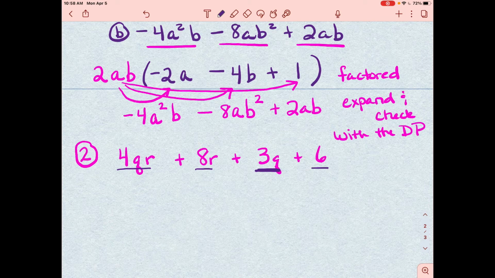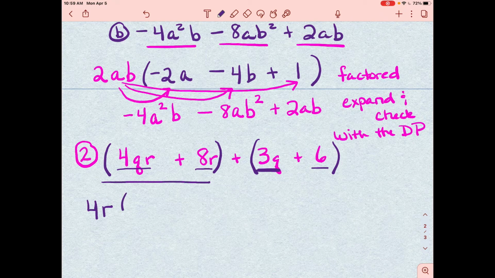Well, one thing that we can do is we can put this into some groups. So this is called factoring by grouping. And what we do is we just put parentheses around the pairs that we want to factor. Looking only in this first pair, we're going to ignore the other pair for now. We see that 4QR and 8R have a 4 in common, because 4 goes into 4 and 4 goes into 8, and they have an R in common. Each of them has an R.